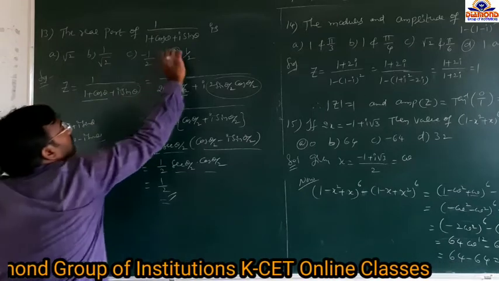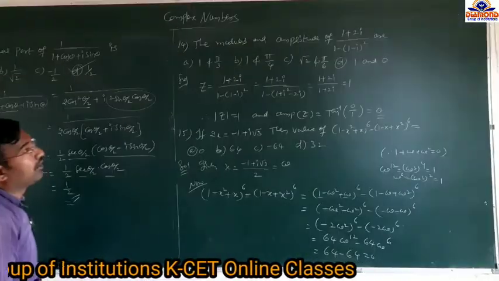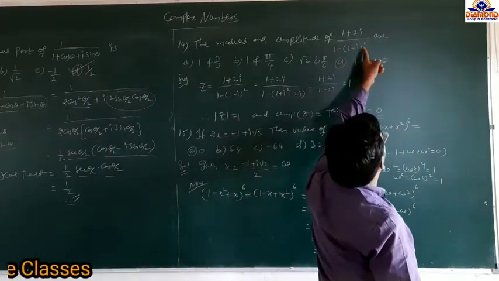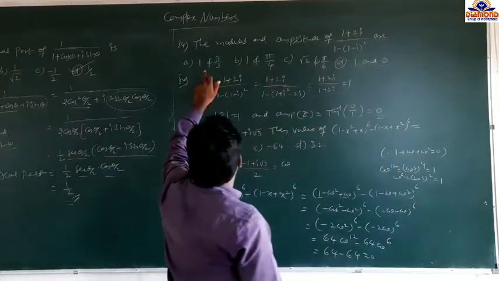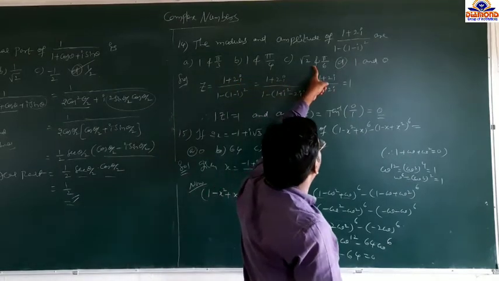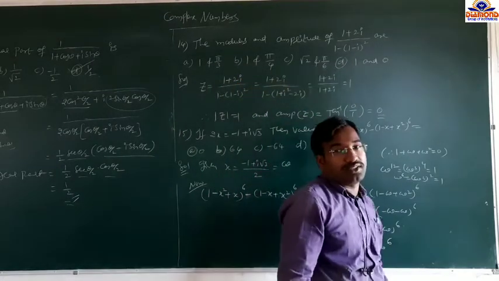Option is B. Next, the modulus and amplitude of 1 plus 2i by (1 minus i) whole square are: option A 1 and pi by 3, option B 1 and pi by 4, option C root 2 and pi by 3, option D 1 and 0.